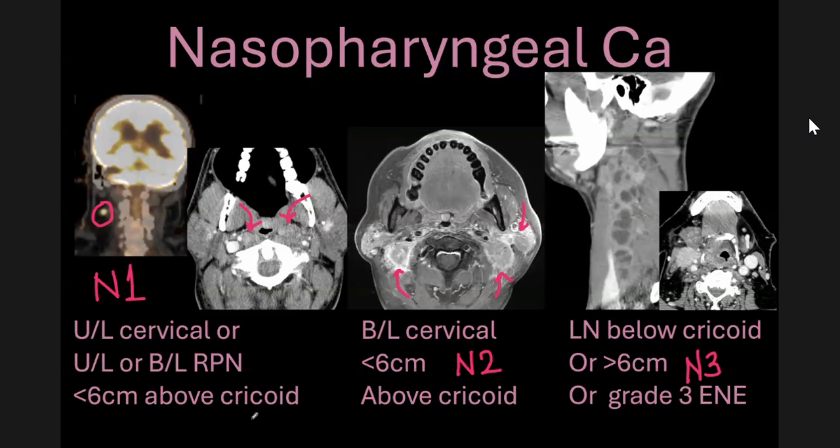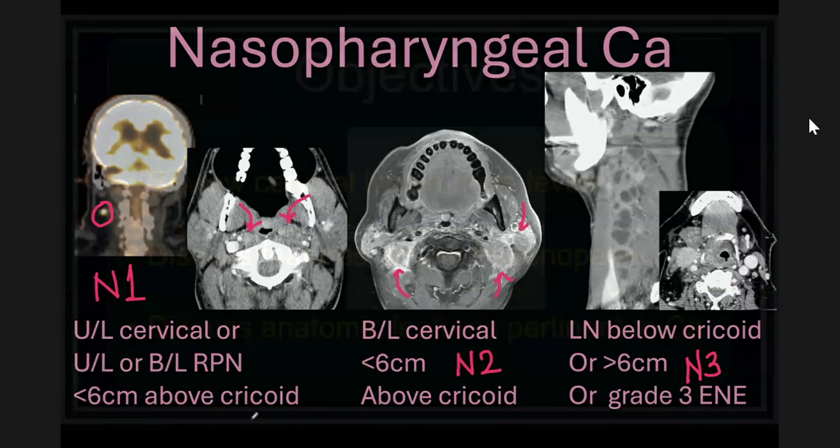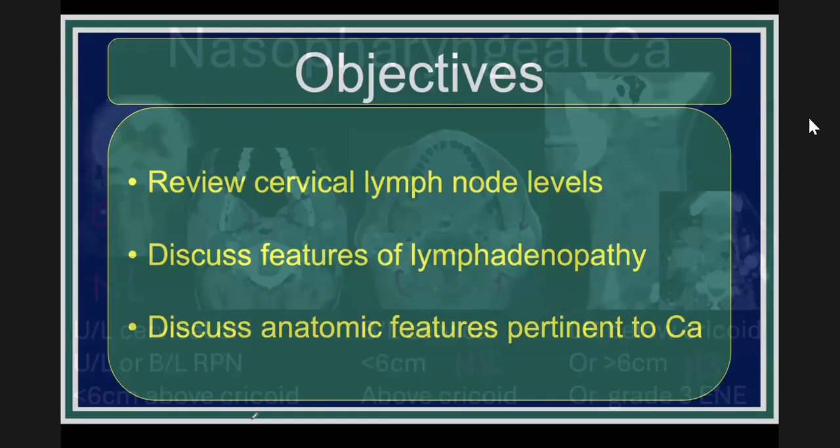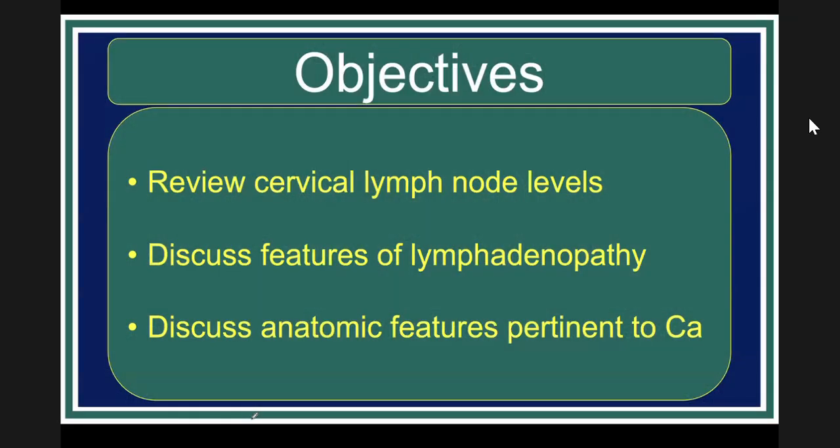So that is something that has changed in AJCC ninth version. So you have to look for frank invasion of the adjacent structures when you talk about N3 staging in nasopharyngeal cancers. With this, lymphadenopathy, and we discussed anatomic features pertinent to different cancers.